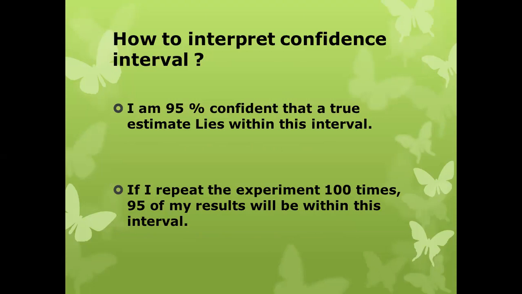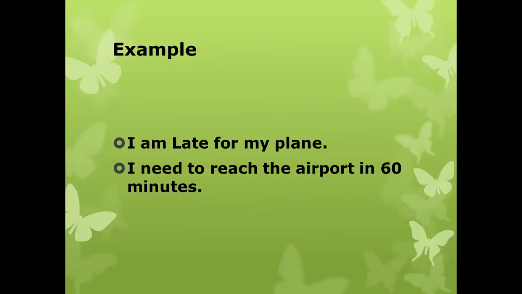And this is how to interpret the confidence interval in simple words. If I give you a range and told you that from X to Y, this is the confidence interval of my estimate, which means I am 95% confident that the true estimate lies within this interval. Or in other words, if I repeat this experiment 100 times, in 95 of them, the results will be within this interval. Okay, let's explain this by a simple example.